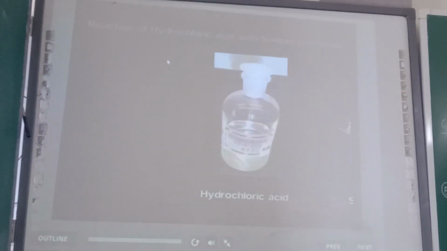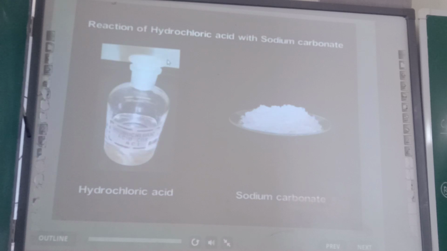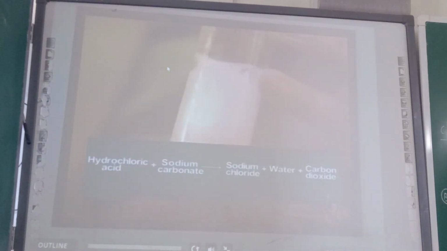This is the reaction of hydrochloric acid with sodium carbonate. Take sodium carbonate in a test tube and add hydrochloric acid to it. You will observe bubbles produced on adding acid to the base. The fizzing is due to the release of carbon dioxide gas. This chemical reaction can be represented by a word equation as follows: acid plus metal carbonate gives a metal salt plus water plus carbon dioxide.